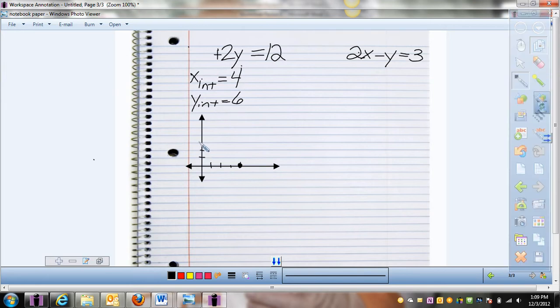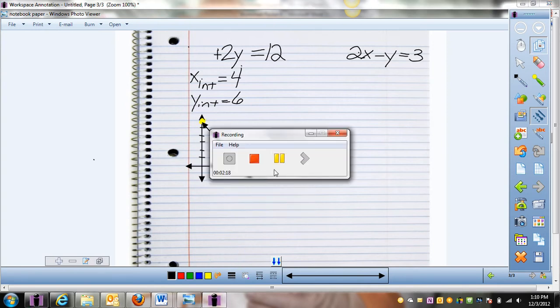1, 2, 3, 4, 5. Oh, barely fits. 6. Actually, I'm going to do that in different colors so you can see it. There's my y-intercept at 6. And now I'm going to draw the line. And I should be done with my graph. And that's how you graph a line that's in standard form.